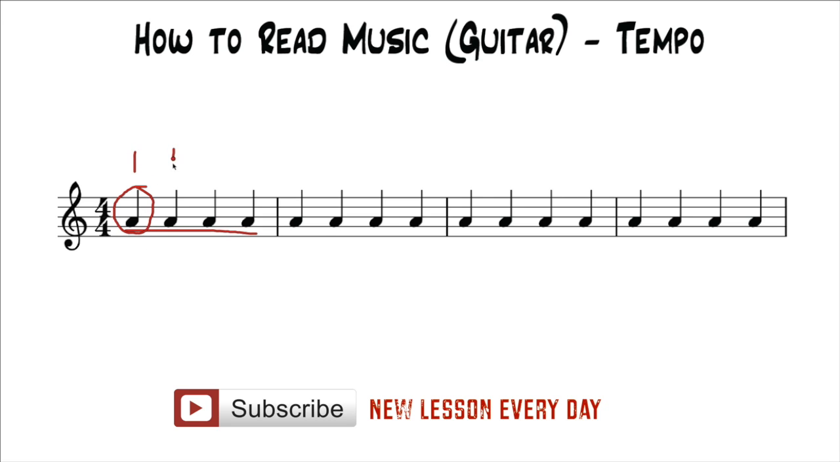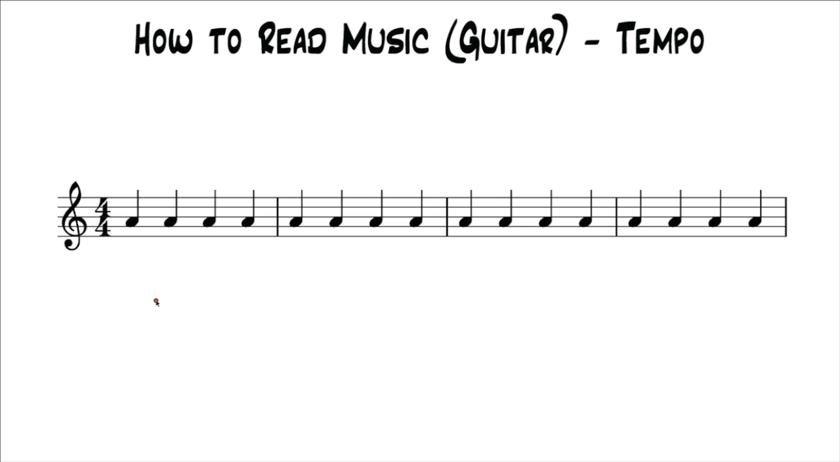So if you set your metronome, that would be where the clicks are, or that would be where you tap your foot. So that gives us a lot of information for playing a piece of music, but it doesn't tell us how fast or slow we should play that piece.